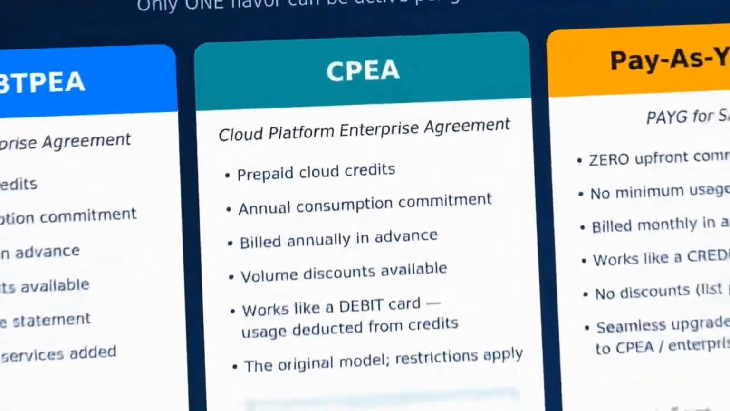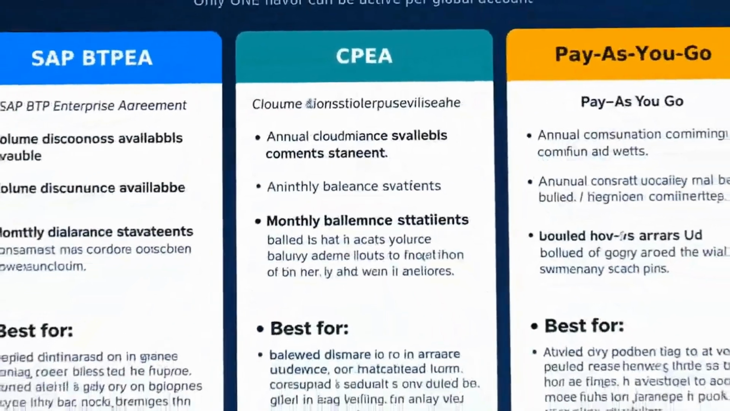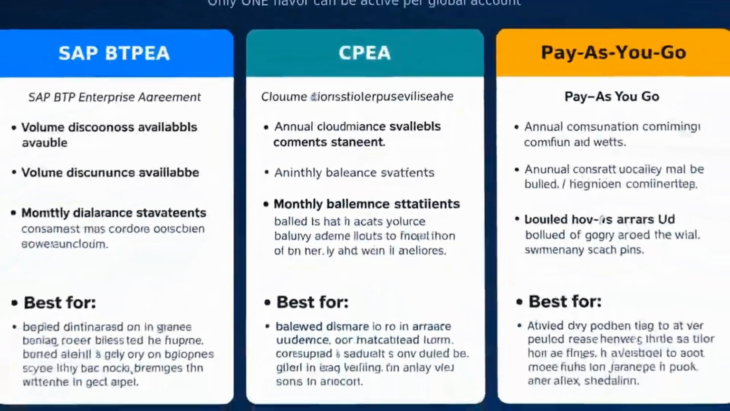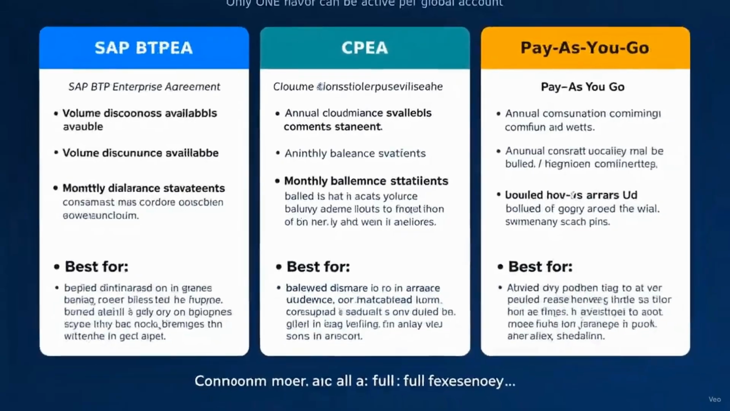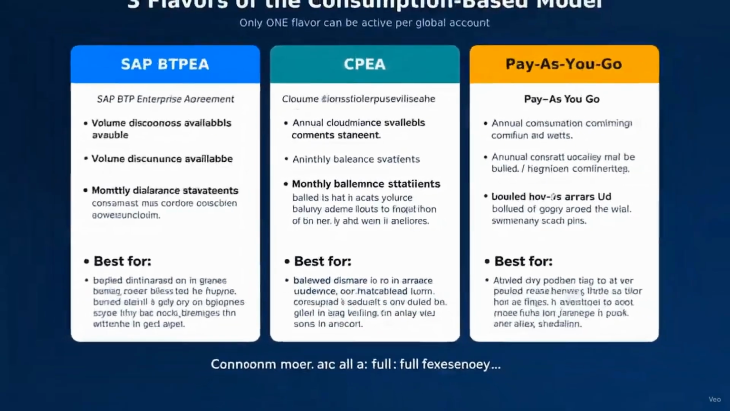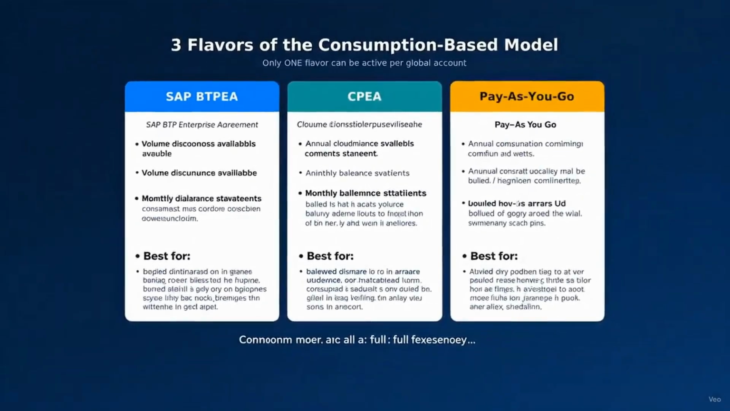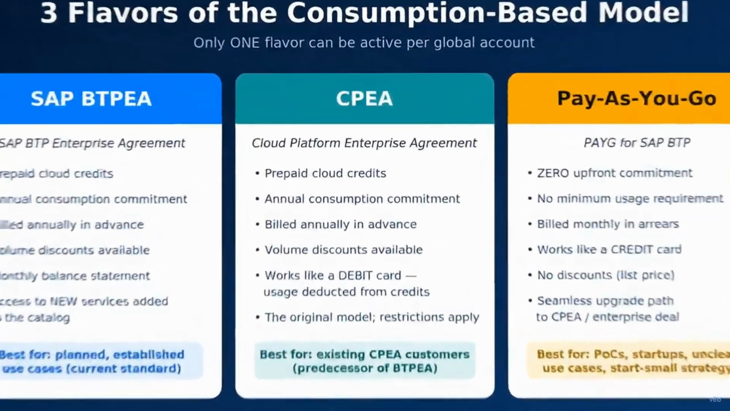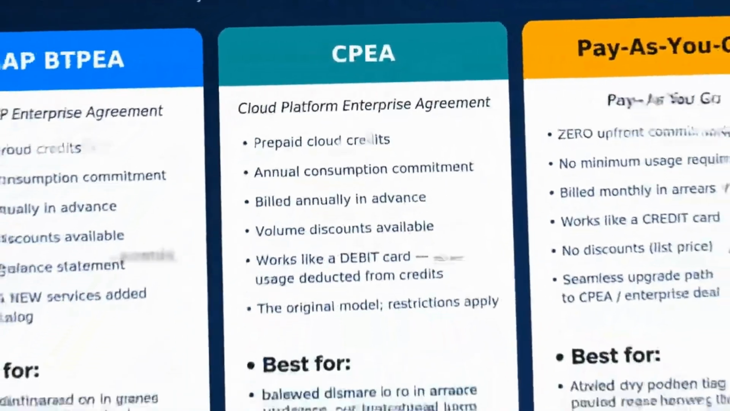Flavor 2, CPEA, the Cloud Platform Enterprise Agreement. This is the original consumption model, the predecessor of BTPEA. Mechanically, it works almost the same way: prepaid cloud credits, annual commitment, monthly balance statements, volume discounts. But it comes with certain restrictions today, and SAP is steering new customers toward BTPEA.